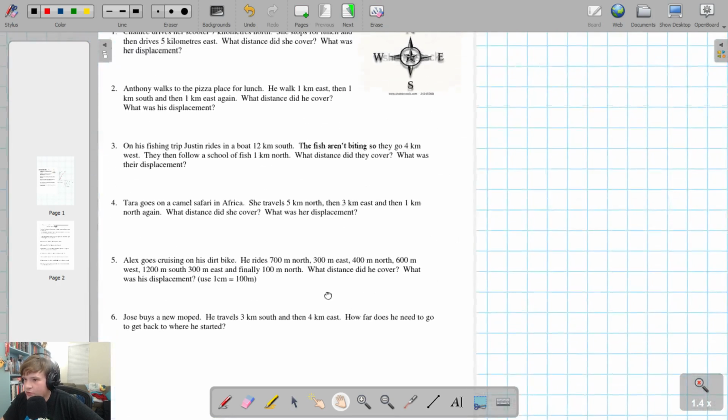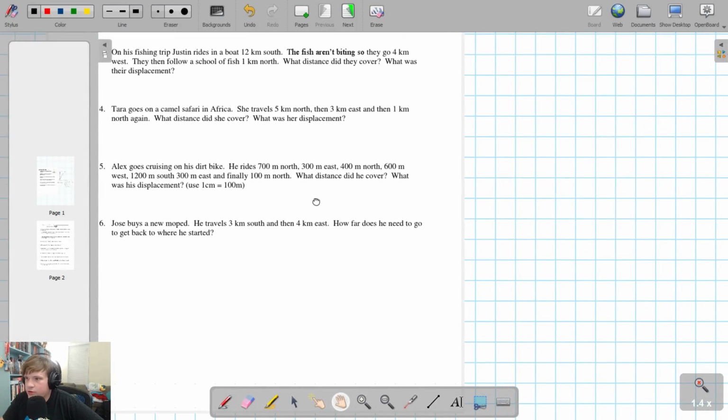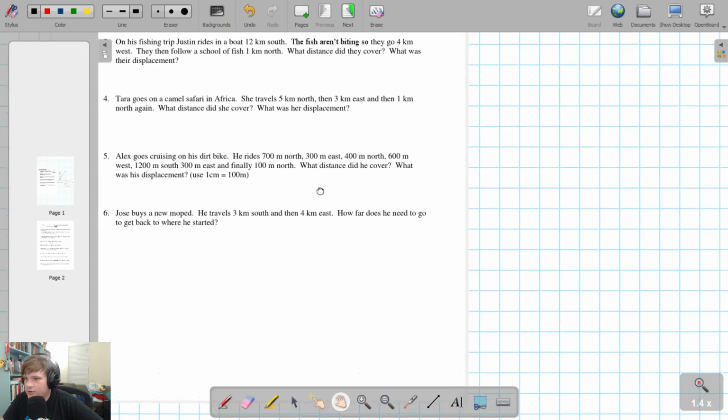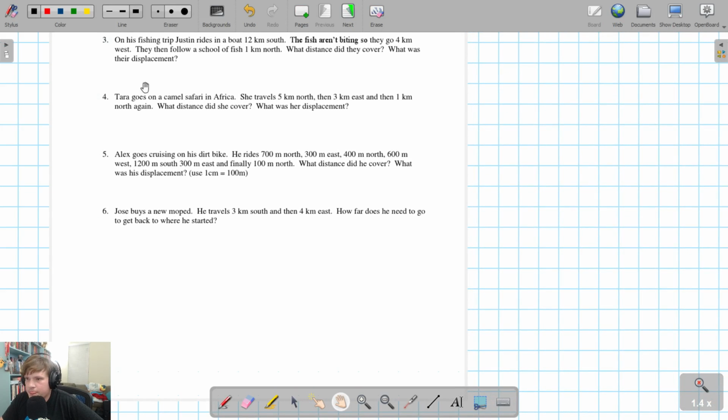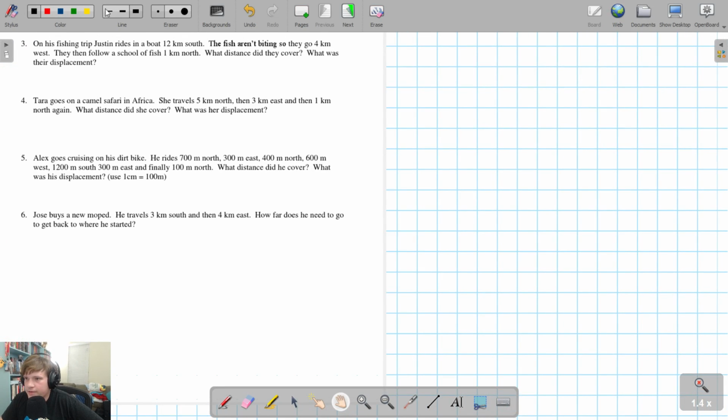So you said 3, so let's look at 3. All right, on a fishing trip, Justin rides in a boat 12 kilometers south. Didn't we do this one in class? I think we did. So I'm going to move this over here so I have more room on my board. I'm going to draw this with my mouse instead of my tablet. Okay, 12 kilometers south, then he goes 4 west and 1 north.